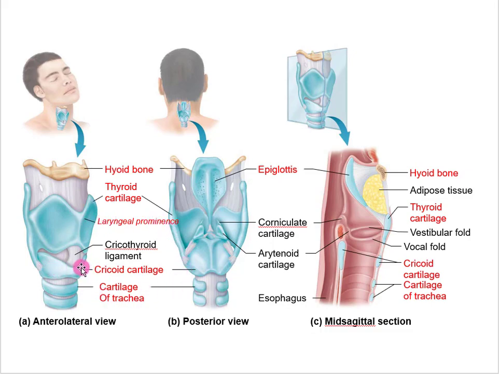This piece of cartilage lies right underneath the thyroid cartilage, and it's called the cricoid cartilage. Nothing to say much about it other than that you need to know its name because it's famous. And finally, these things over here are the trachea itself.